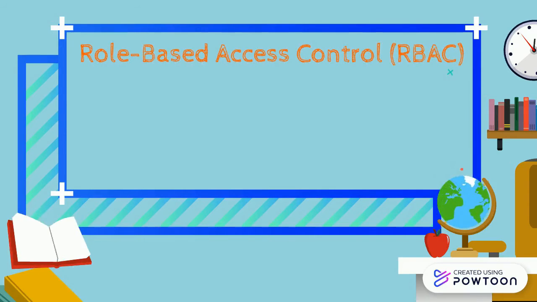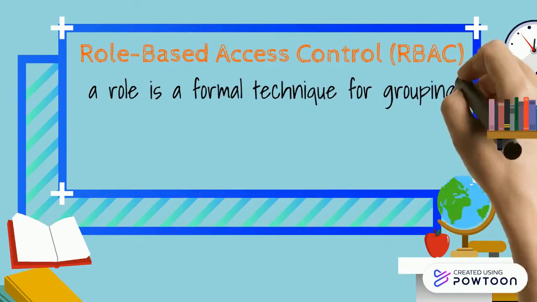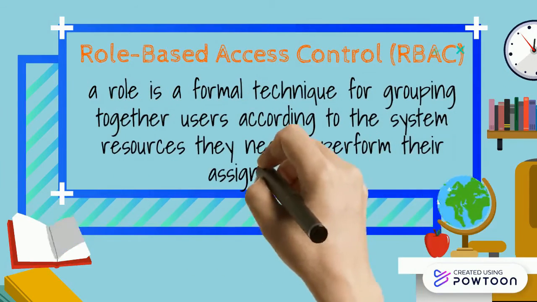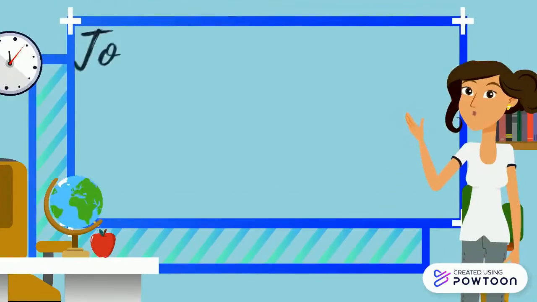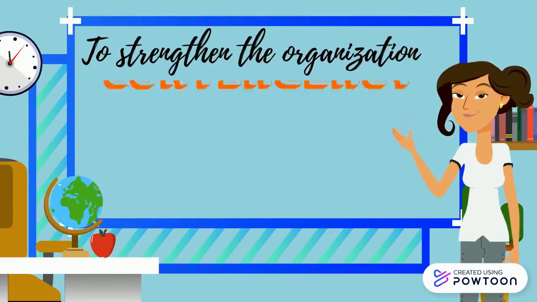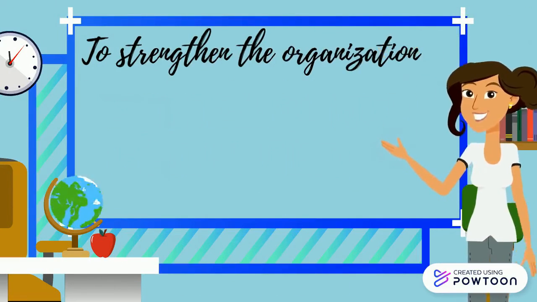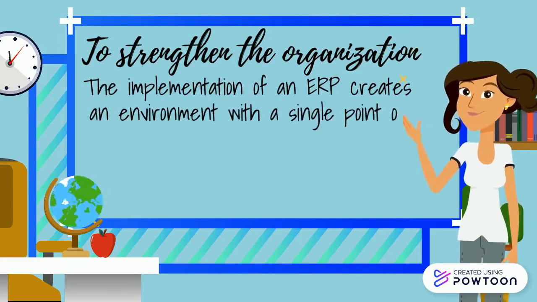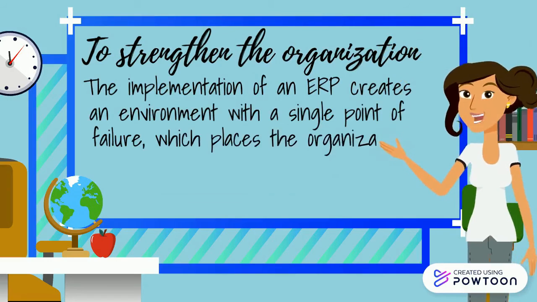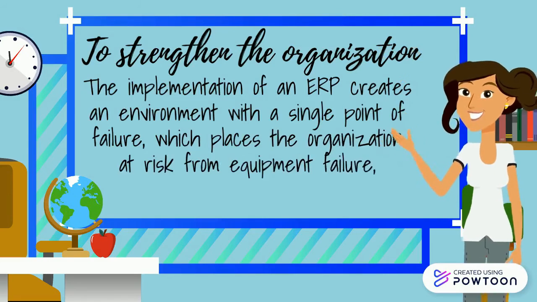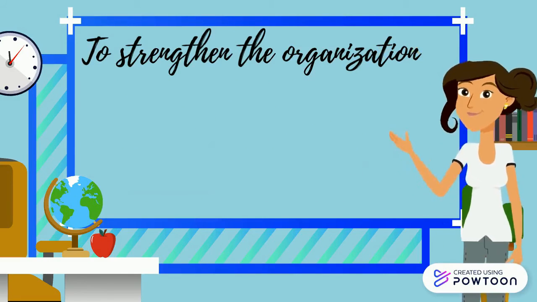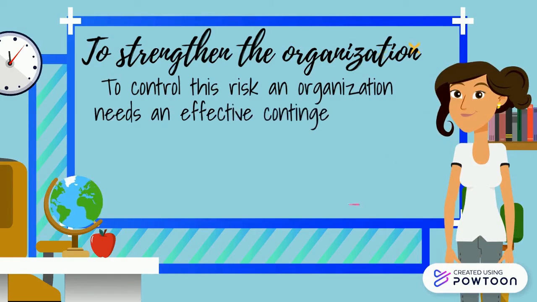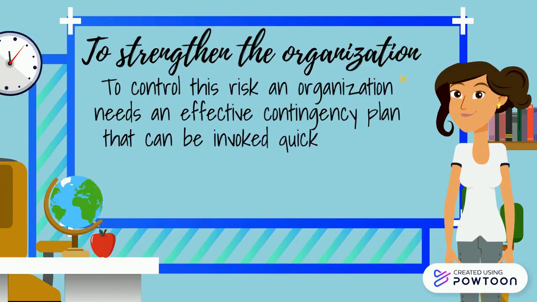In RBAC, a role is a formal technique for grouping together users according to the system resources they need to perform their assigned tasks. To strengthen the organization, they must have contingency planning. The implementation of an ERP creates an environment with a single point of failure, which places the organization at risk from equipment failure, sabotage, or natural disaster. To control this risk, an organization needs an effective contingency plan that can be invoked quickly in the event of a disaster.